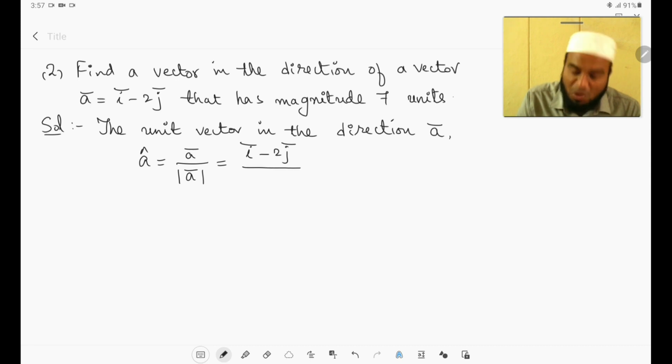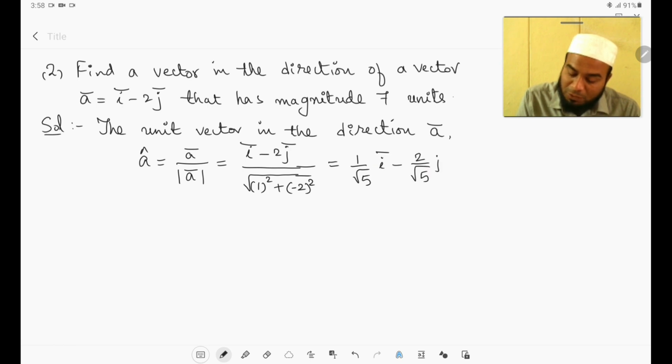How to evaluate mod a bar? Just now we have seen square root of x square plus y square plus z square, right? Here x square is 1 square, plus y square is minus 2 square, plus z square; z is not there here. When you simplify the square root, you will get root 5. So 1 by root 5 i bar minus 2 by root 5 j bar, right? This is the unit vector in the direction of the given vector a bar.